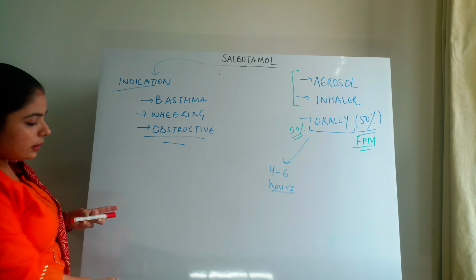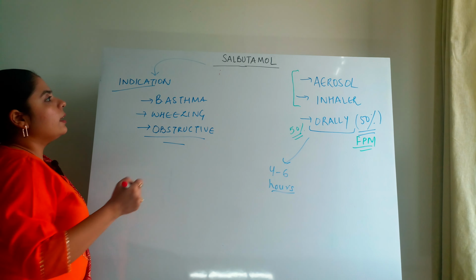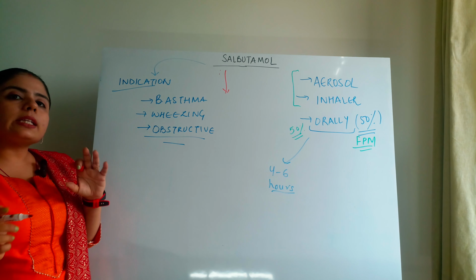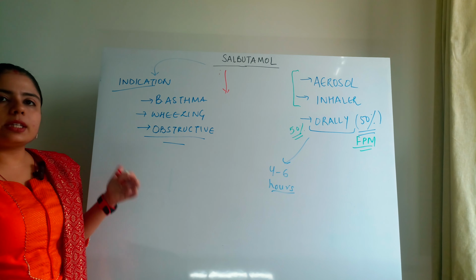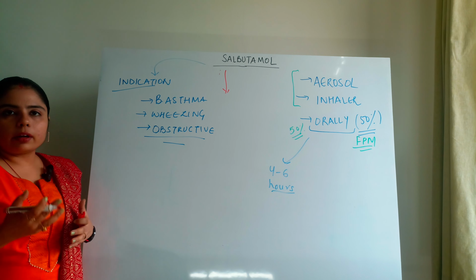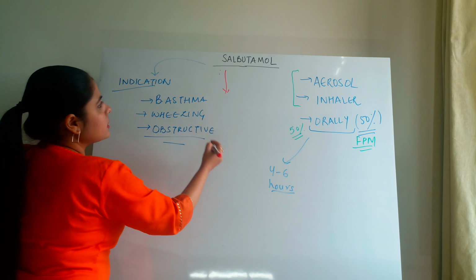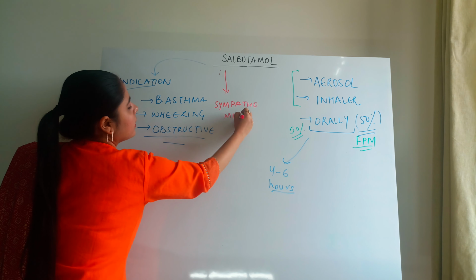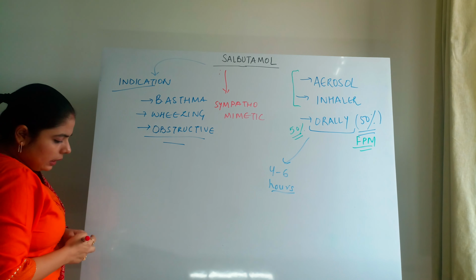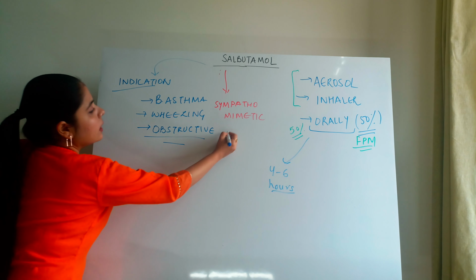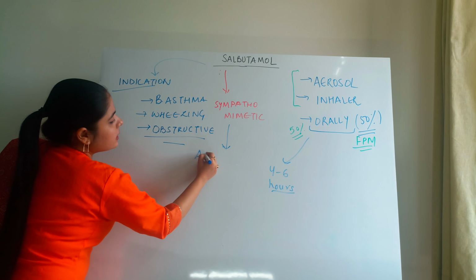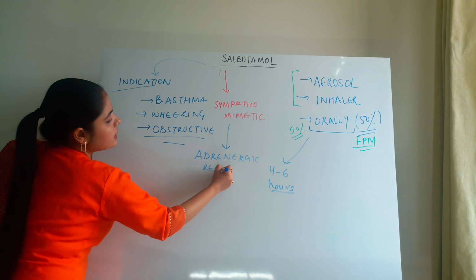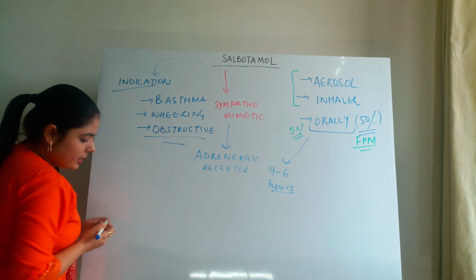And now also let's learn about the receptors. Where is it acting? So salbutamol is a drug which is sympathomimetic in nature. So it is mimicking the sympathetic action, right? We all know the sympathetic action. The heart rate was being triggered and all those conditions. So salbutamol is a sympathomimetic drug. It mimics the sympathetic action and targets the adrenergic receptors.